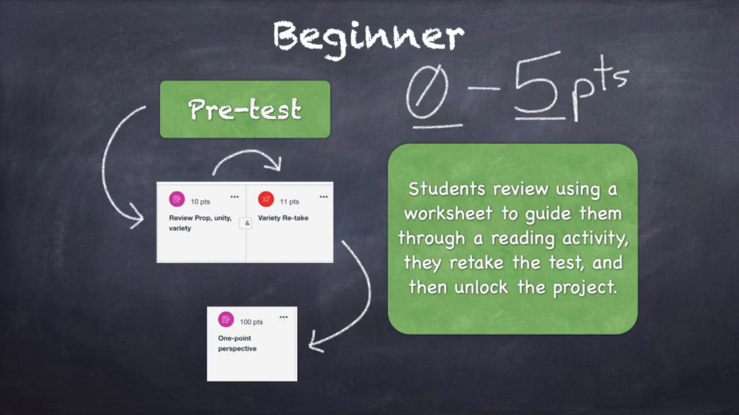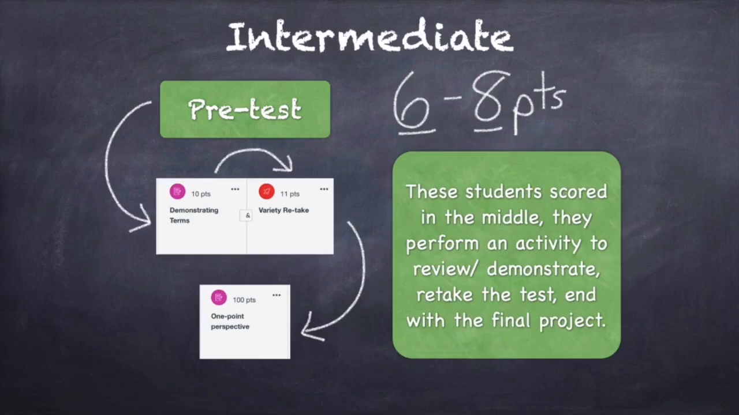So if you scored between a 0 and a 5 on my quiz, this is the path that it will take you down. They take their pretest after we've done our notes in class. Then they would complete the review activity, retake the quiz, and then they will dump into the final category project. If it was an intermediate person, so they scored between a 6 and an 8, this student takes the pretest, they take my intermediate intervention activity, and then they retake the test, and then they end up in the final project.